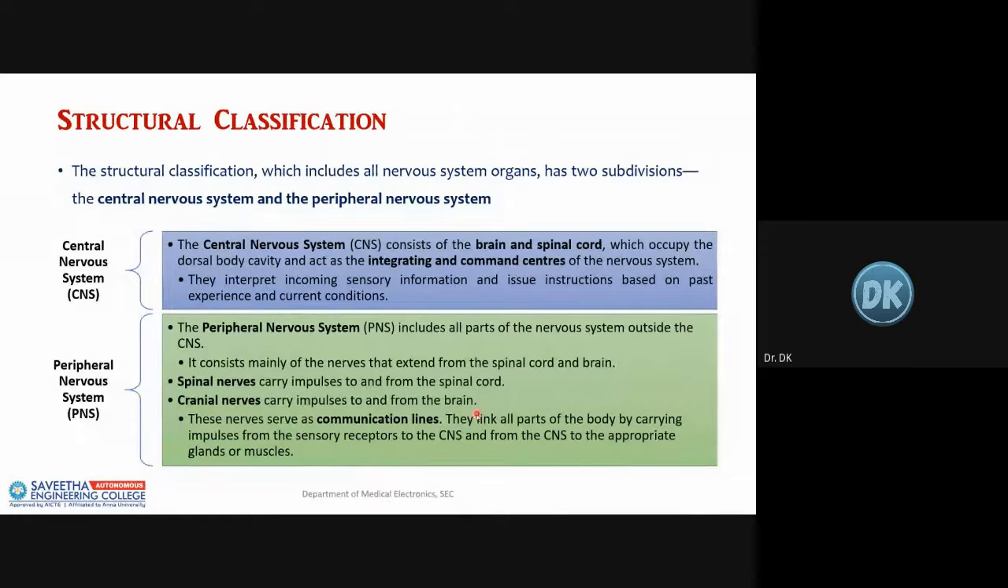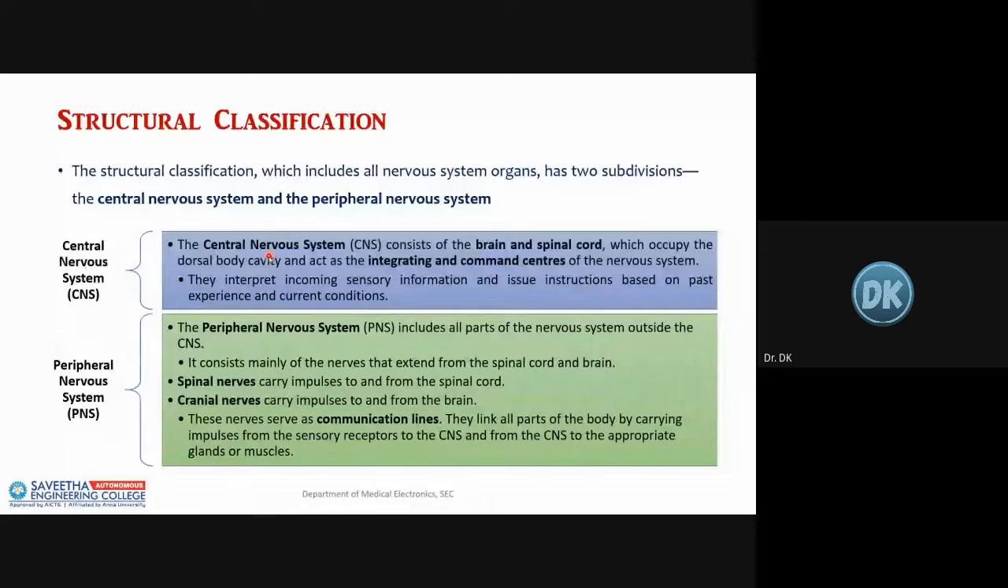So these nerves serve as the communication lines. All the nerves throughout the body connect to your central nervous system. That is the main function of your peripheral nervous system. So structure-wise, if you classify, in your body you have two types of nervous system: one is the central nervous system, another is the peripheral nervous system.